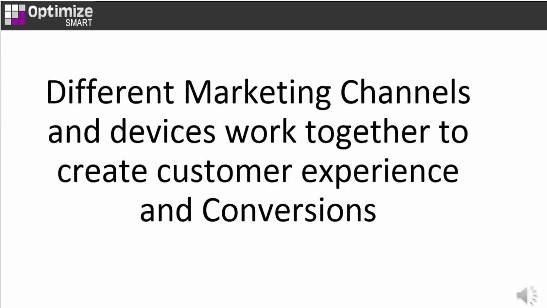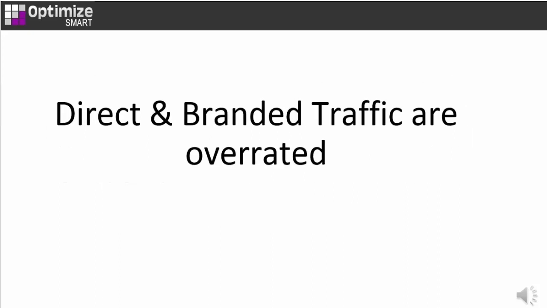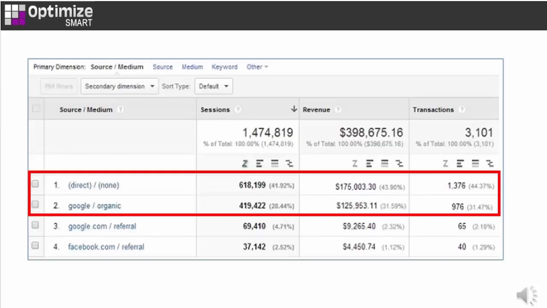The next thing that you need to explain to your client is the truth about direct traffic and branded traffic. They are overrated and are overvalued by Google Analytics. You have most likely noticed that direct traffic and organic traffic are being attributed a lot of sales in Google Analytics reports. Well, guess what? You are not alone. It is a pretty common occurrence, regardless of your client's industry.